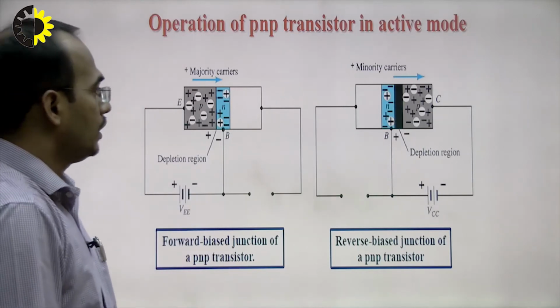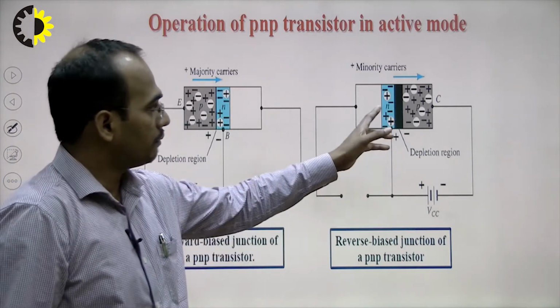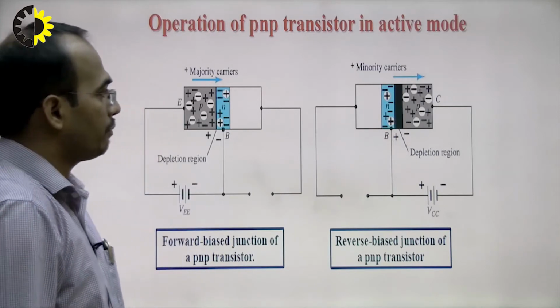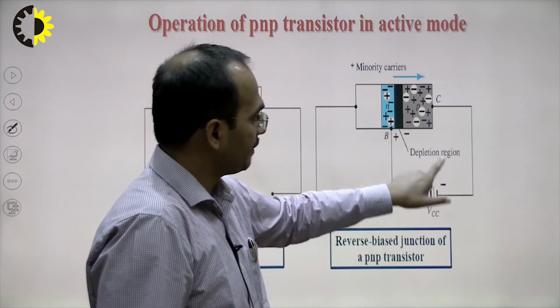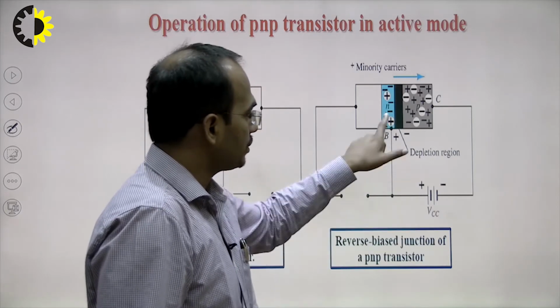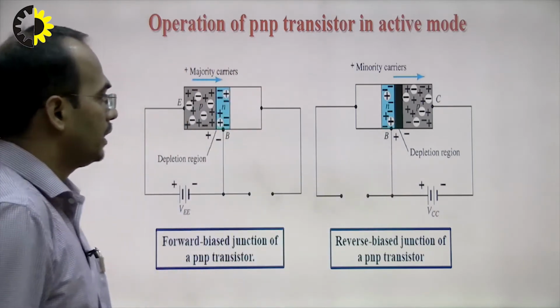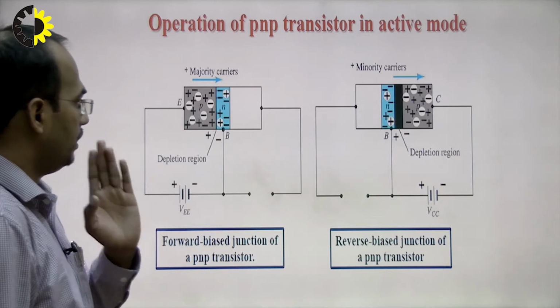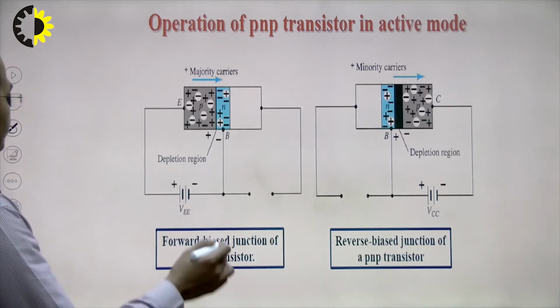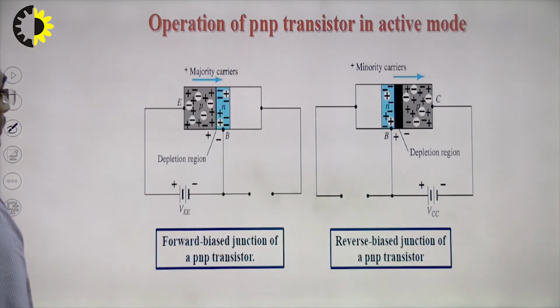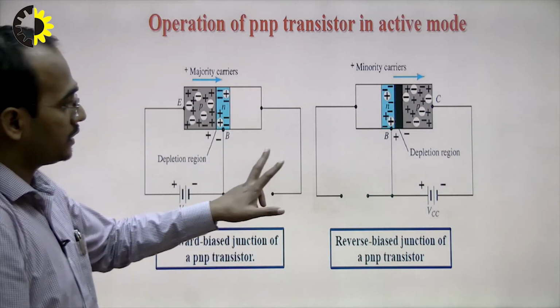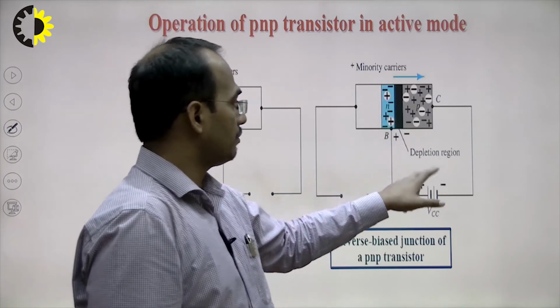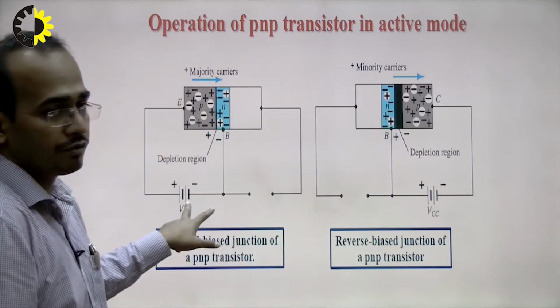Similarly, when I am making this collector base junction reverse biased, what will happen? I will connect this P type to the negative terminal of the battery and the base to the positive terminal of the battery. As I told you, I am making this collector base junction reverse biased and this emitter base junction forward biased.